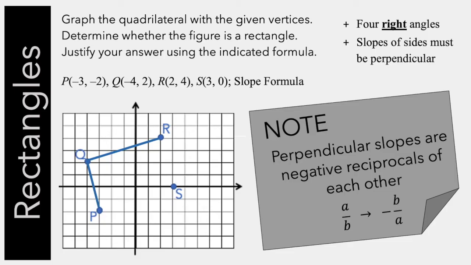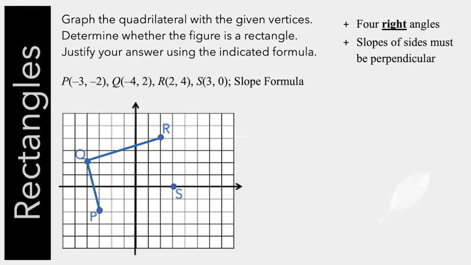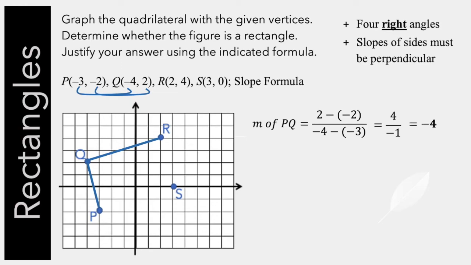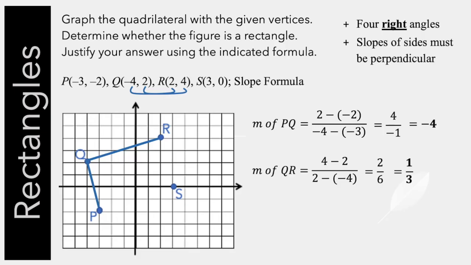Let's just take two of the sides, and we'll find the slopes for each of those. First, we'll find the slope of PQ. So we'll take y minus y, 2 minus negative 2, divided by x minus x, negative 4 minus negative 3, which gives us 4 over negative 1, which equals negative 4. Now we'll find the slope of QR. So 4 minus 2, divided by 2 minus negative 4 gives us 2 over 6, which reduces to 1 over 3. Are these two negative reciprocals of each other?